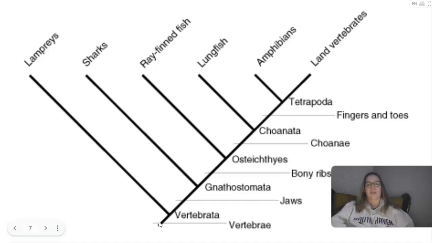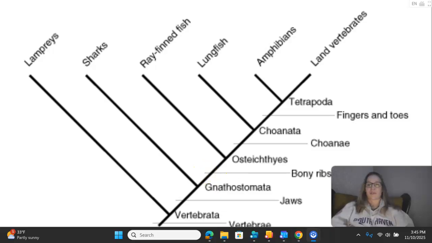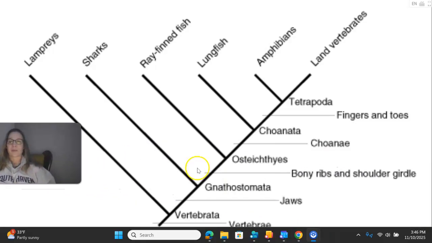Okay. Now, if you were to ask, well, which organisms have bony ribs and a shoulder girdle? Let's move me over here. Okay. Bony ribs and shoulder girdle, that would be found in, I'm going to give you a few seconds to think about this. These would be found in all organisms after this point, all organisms that became that species after this point. So that would include ray-finned fish, lungfish, amphibians, and land vertebrates.